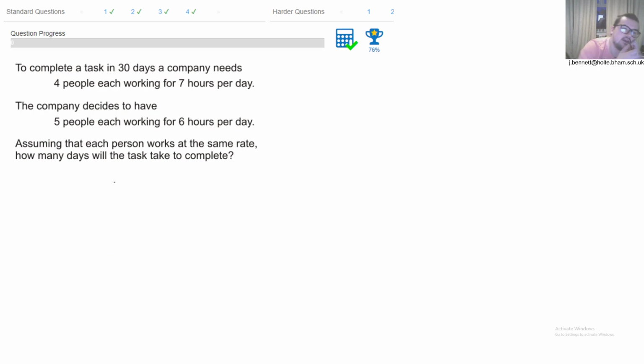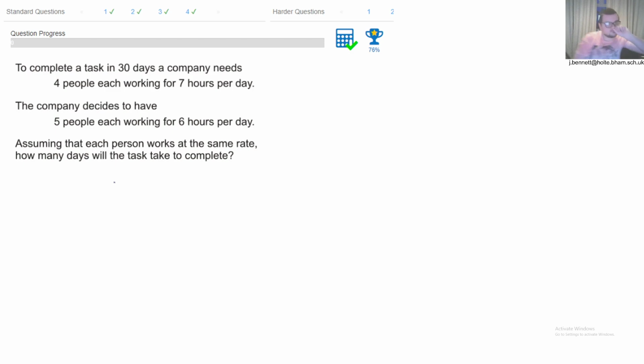Next question. To complete a task in 30 days, a company needs 4 people each working for 7 hours per day. A company decides to have 5 people each working for 6 hours per day. Assuming that each person works at the same rate, how many days will the task take to complete now?